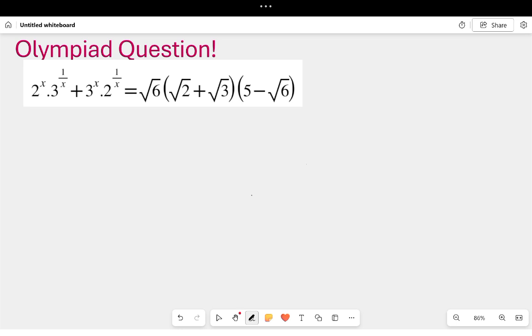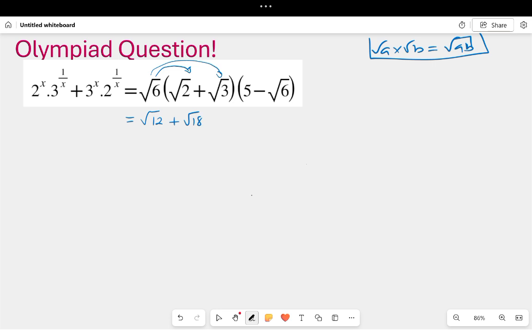Now to solve this, we are going to start with what we have on the right-hand side: the square root of 6 multiplied by the square root of 2. First we need to remind ourselves that the square root of A multiplied by the square root of B is equal to the square root of AB. Therefore, the square root of 6 times the square root of 2 is the square root of 12, plus the square root of 6 times the square root of 3, which is the square root of 18.